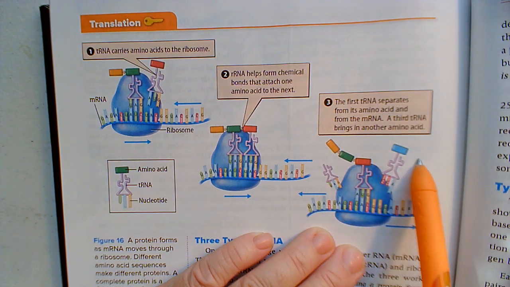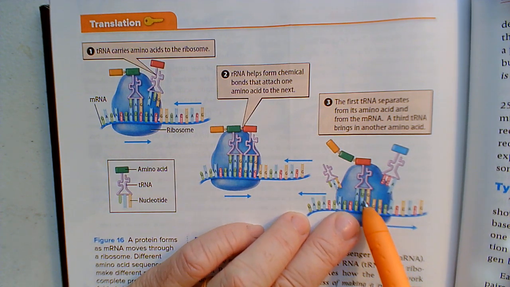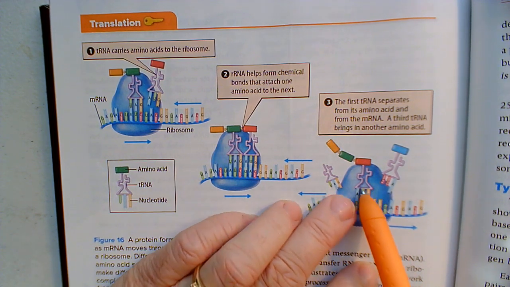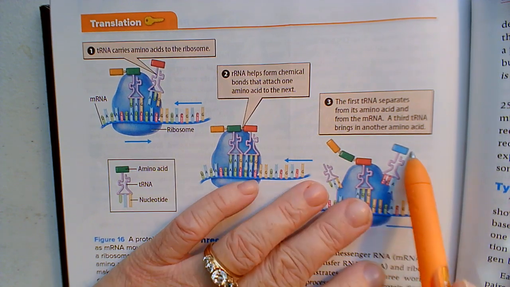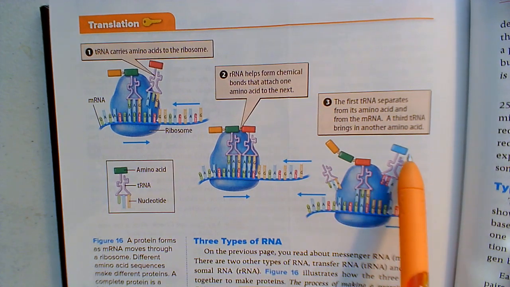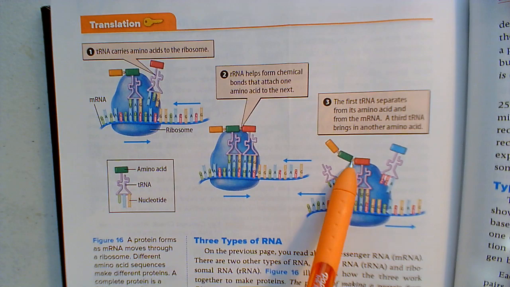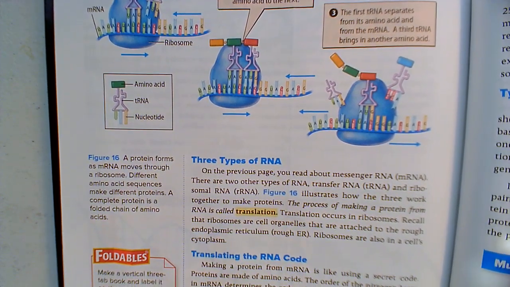Okay, so then a third transfer RNA is coming in. So there's one bonded each time, or two bonded each time. So as this one's leaving, another one's coming in. They're going to bond these two amino acids together. All right, and as they do this, this long chain of amino acids is created, and it's going to create a protein. So let's talk about that.